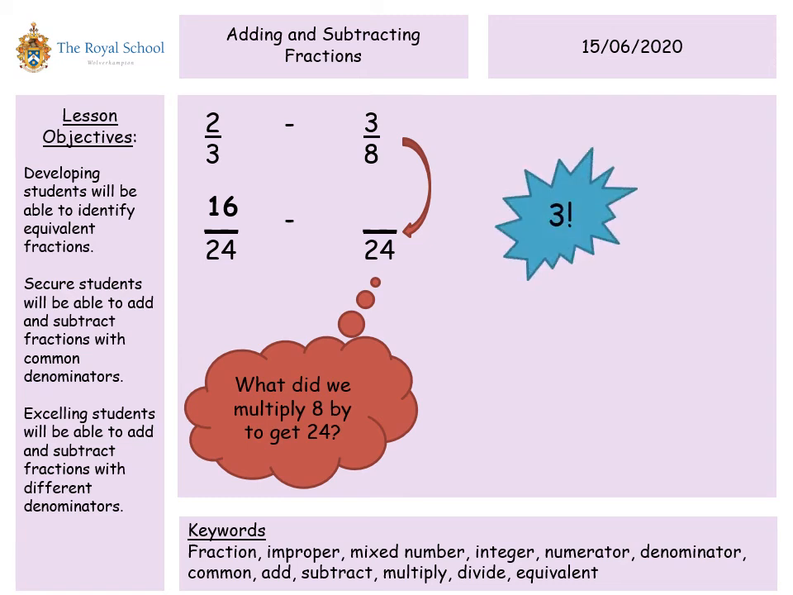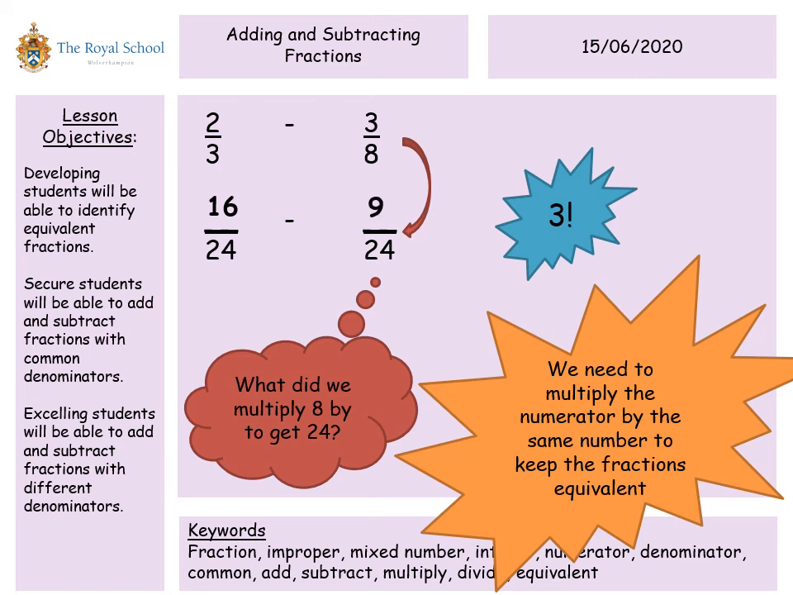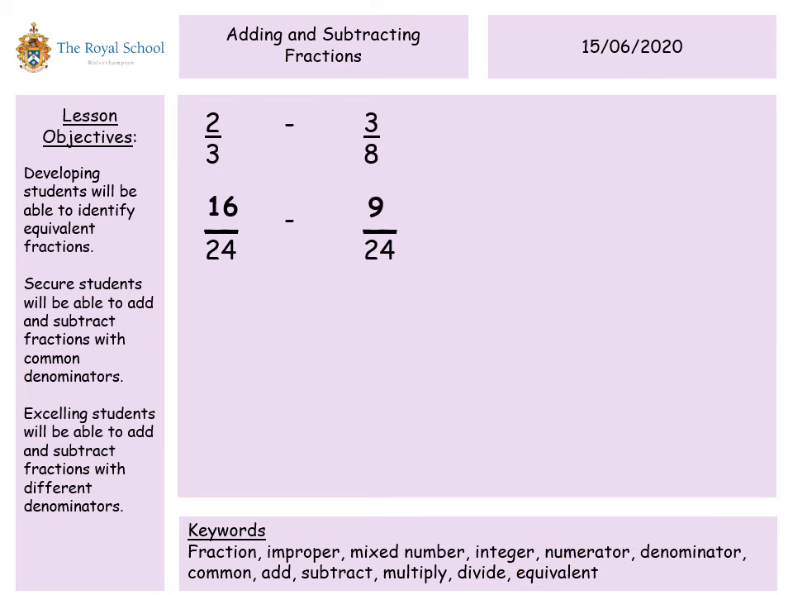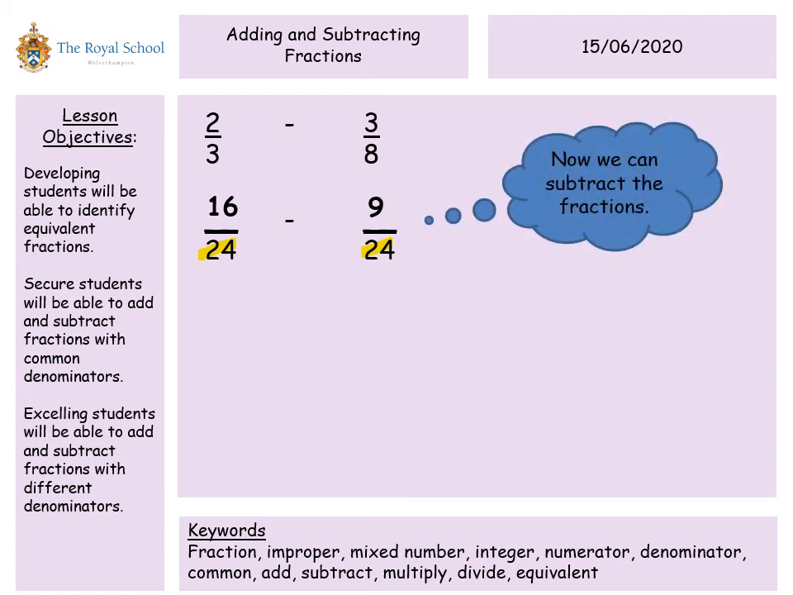So now we have a look. Top number was 3 to begin with, so 3 times 3 is going to give us a new top number of 9. And now we get to the easy part because both of our fractions now have their common denominator of 24. So we can just do 16 minus 9, and because both of our fractions are out of 24, our answer will be out of 24 as well. So 16 minus 9 is going to give us 7, and because both of those fractions were 24ths, so is our answer.